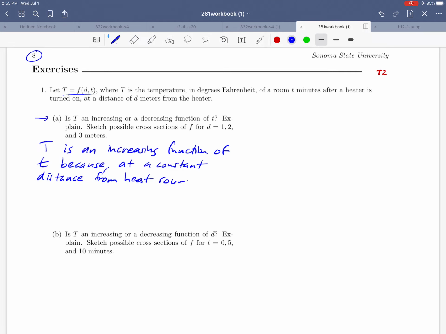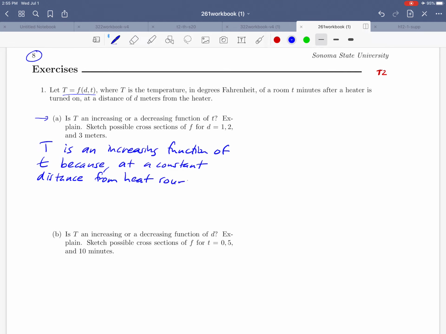All right, and now for the second part of the question, they'd like us to sketch some cross-sections. We want cross-sections where d, the distance from the heater, is fixed. So the pictures that we're going to draw are going to have 2 variables: time in minutes on this axis, and temperature in degrees Fahrenheit on this axis. Let's take these distance values one at a time, starting with d equals 1. We're going to fix that value. So imagine that you're sitting in this room in your chair and you're 1 meter away from the heater.